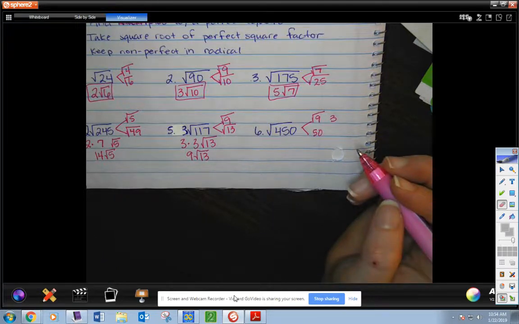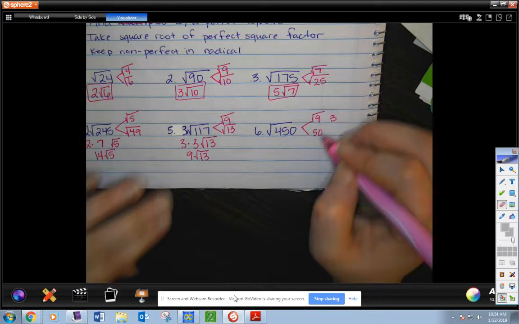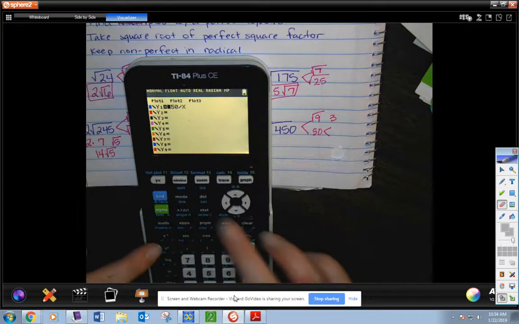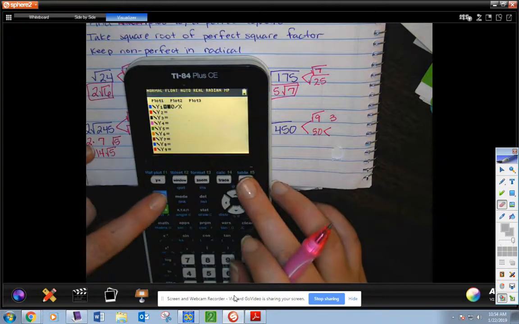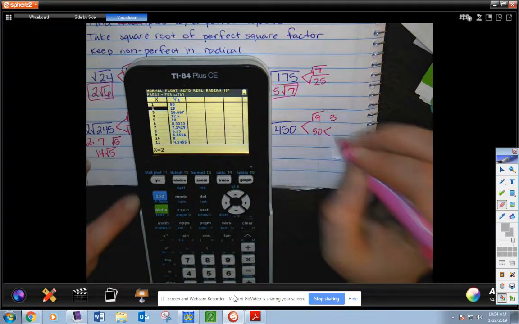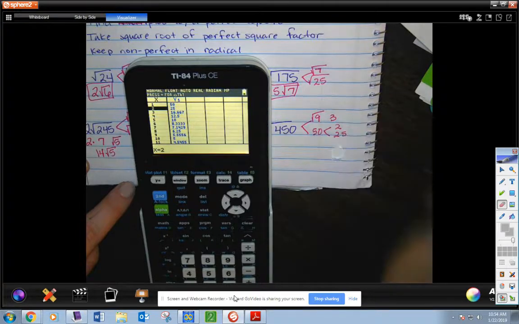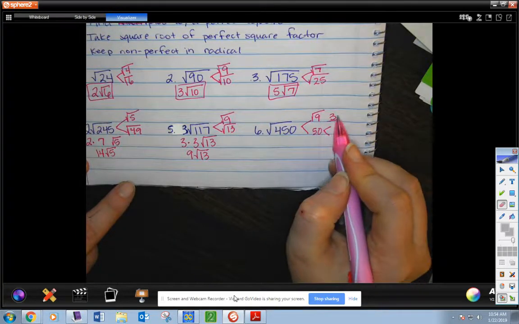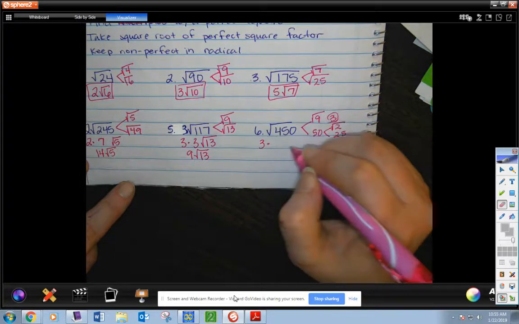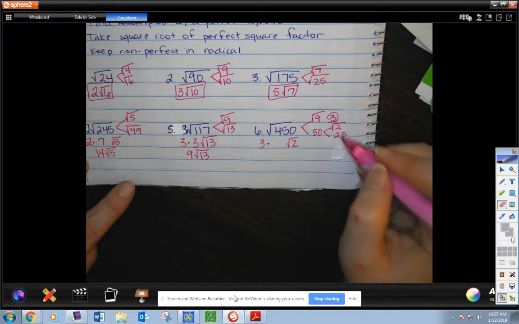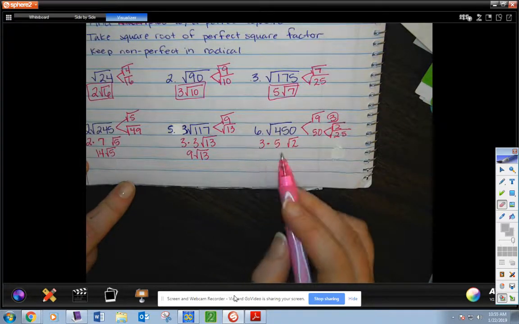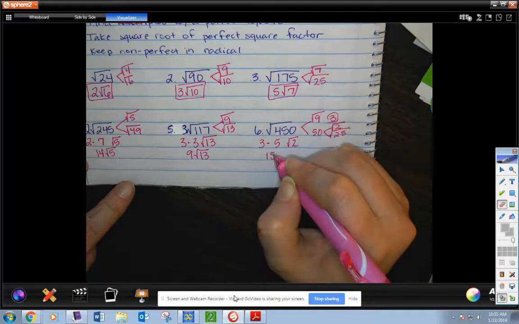But this is something y'all don't know yet, so I'm teaching it to you right now. 50 can split again. There is a perfect square that goes into 50. So I'm going to do 50 divided by x. And when I look at it right there, I've got 2 and 25. Okay, so I'm going to bring down this 3 and put a times. And now I'm going to take the square root of 2, which I can't do. And I'm going to take the square root of 25, which is 5. So now I have 3 times 5 square root of 2, which would give me 15 square roots of 2.